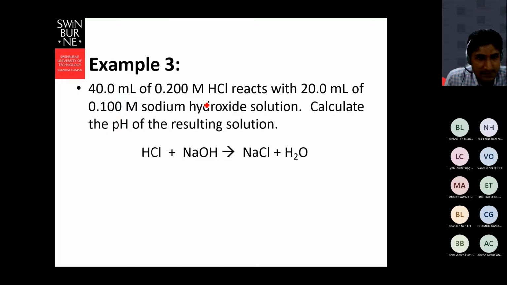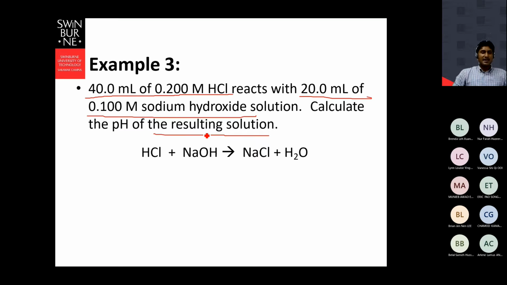Question number 3. This is a little bit interesting. 40 milliliter of 0.2 molar HCl reacts with 20 milliliter of 0.1 molar sodium hydroxide solution. Calculate the pH of the resulting solution. That means the problem is saying that if these two things react, there will be a resulting solution. Of course, there will be a resulting solution, right? Something new is being produced.